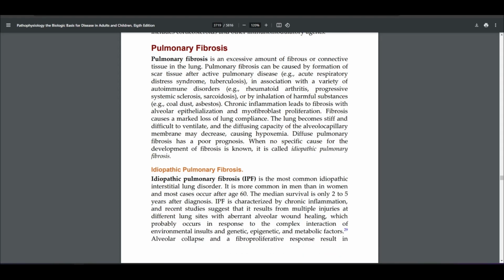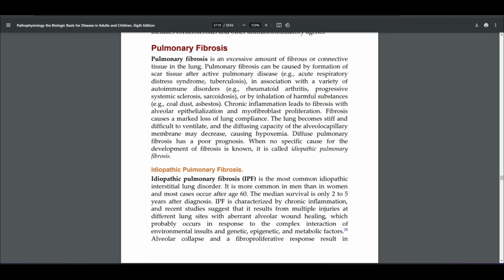Pulmonary fibrosis. Pulmonary fibrosis is an excessive amount of fibrous or connective tissue in the lung. Pulmonary fibrosis can be caused by formation of scar tissue after active pulmonary disease, in association with a variety of autoimmune disorders, or by inhalation of harmful substances, coal dust and asbestos. Chronic inflammation leads to fibrosis with alveolar epithelialization and myofibroblast proliferation.